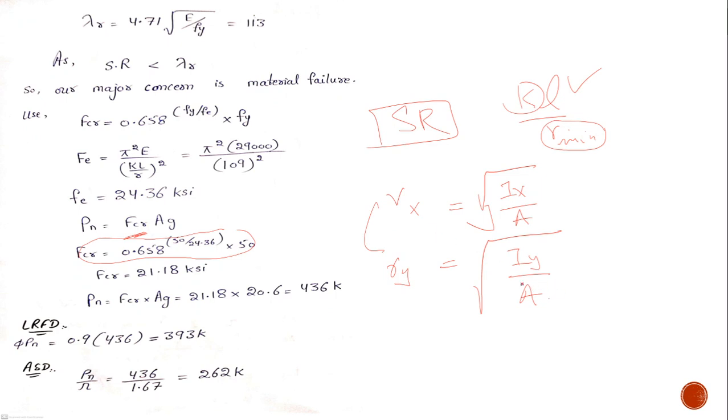Now I have the area. Area is very simple to find, but the problem is Ix and Iy. If it was a single W section, it was very easy. From the manual, I could have found the Ix value and Iy value, but a plate has been attached here. It means Ix and Iy have been changed. So I have to find this Ix, Iy, and based on Ix and Iy, find rx and ry. Then I select the minimum of these two to find the slenderness ratio of this column.